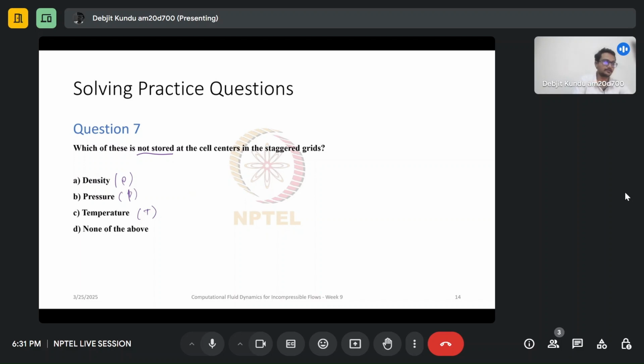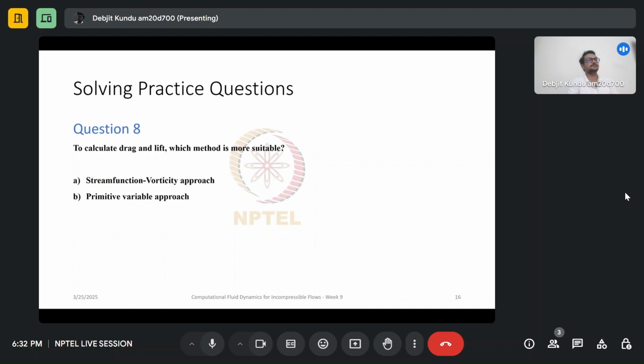Let's take a look at the solution. It's actually option D, none of the above, because all these three are what? They're all scalars, and all scalars are stored at the cell center in a staggered grid. So none of these are not stored. They are all stored in the cell center. So the correct answer to this question would have been option D, none of the above. I hope that's clear. Let's move along.